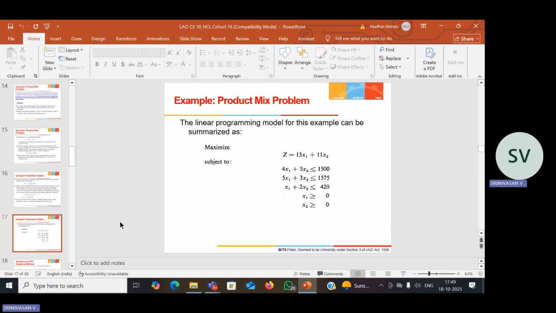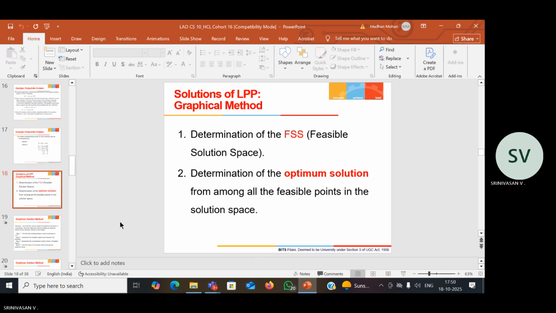Here again, as I already mentioned in the beginning itself, there need not be any correlation between the number of constraints and the number of decision variables, because here you have only 2 decision variables, but there are 3 constraints. So there is no connection between these 2. Okay. This is what we have already talked about.